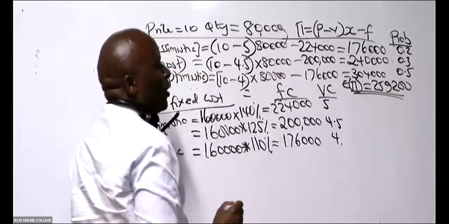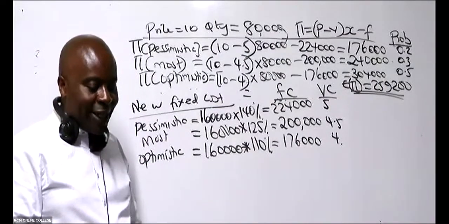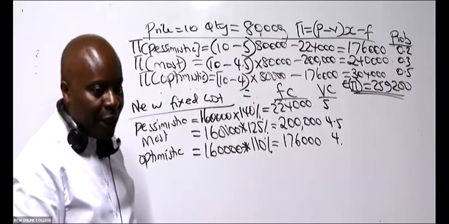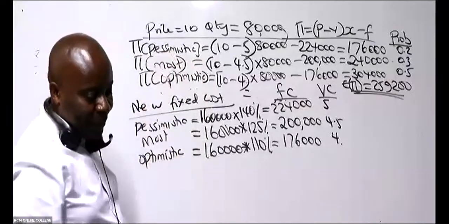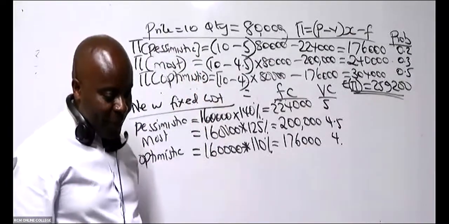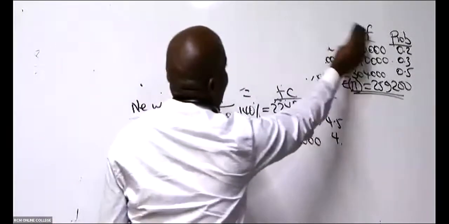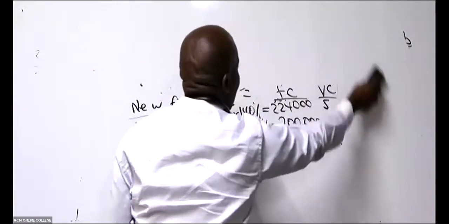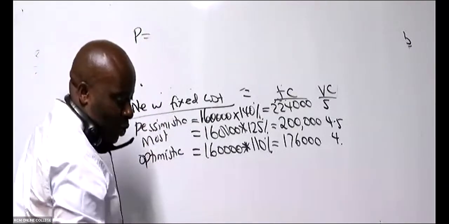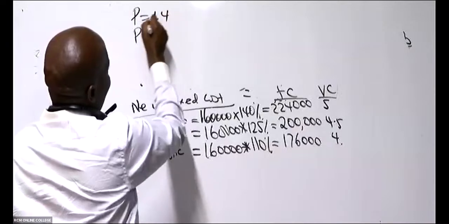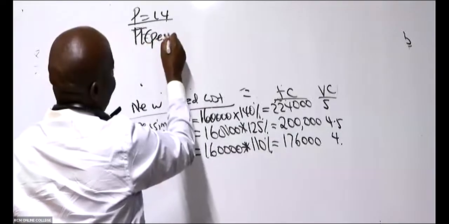Thank you so much. So with your permission, I will go and tackle the next price in the question. The next price given in the question is a price of 14 Kenya shillings. So now we are looking for the profit when we charge a price of 14. Go ahead and give me profit under pessimism.